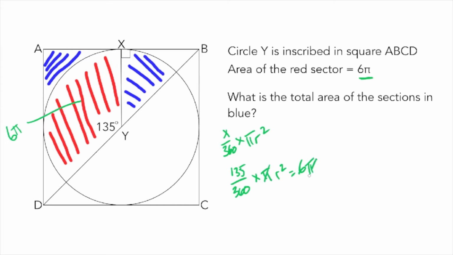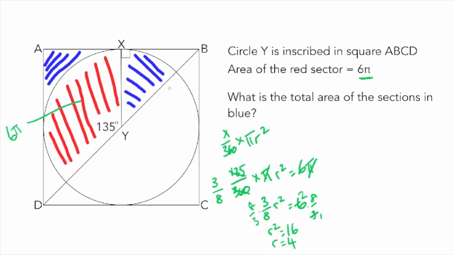Now we can reduce things down and divide by pi on both sides. This, I'm pretty sure, becomes 3 over 8, right? Yeah. So we get 3/8 r squared is equal to 6. Multiply both sides by 8 over 3. We get r squared is equal to, reduce these, 16, which means r is equal to 4.